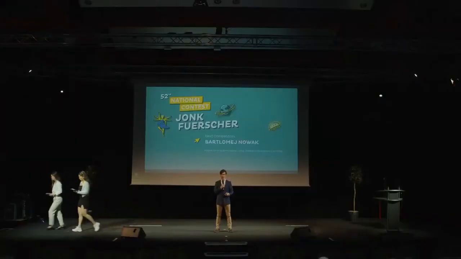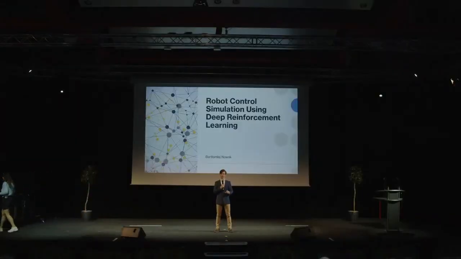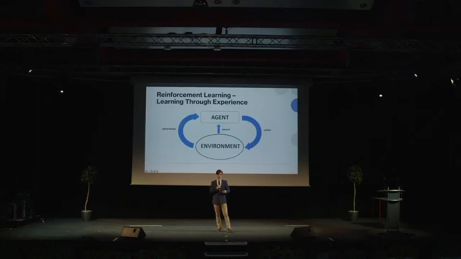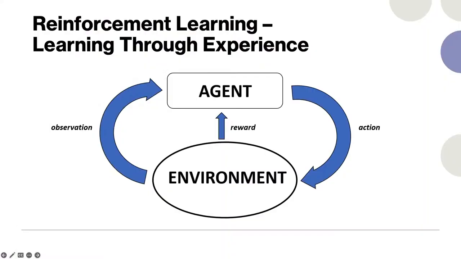Welcome everyone, I'm Bartlomej Nowak, and today I'll be presenting my project about controlling robots with reinforcement learning. So what even is reinforcement learning? Well, reinforcement learning is a subfield of machine learning concerned with training robots or agents to take optimal actions in an environment. The environment is any task which can be represented by some numerical state or observation, and where the agent's performance can be measured by a reward function. The agent has to understand which actions to take in order to achieve the maximum reward.